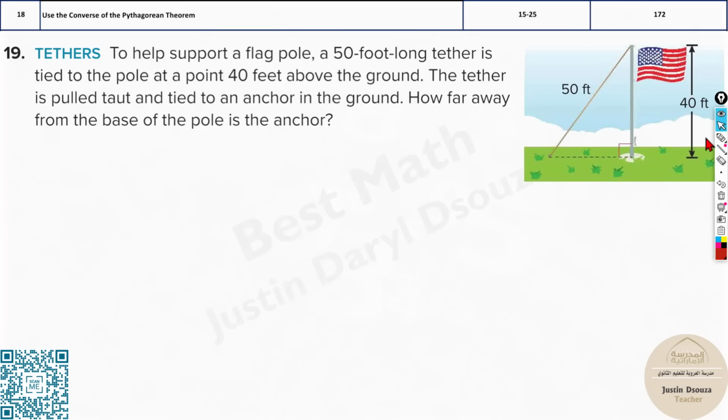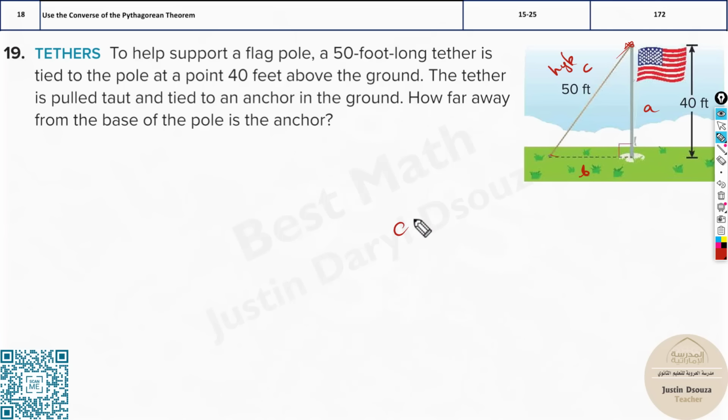Now we have a real world problem. Here, the figure is given. To support a flagpole, a 50 feet long tether is tied to the pole at a point 40 feet above the ground. So this height is given as 40. The tether that's 50 feet long is the hypotenuse, right? This is the hypotenuse. Now this is one side A, I can take the hypotenuse as C, and the other side is B. I need to just find how far this base is over here, this distance.